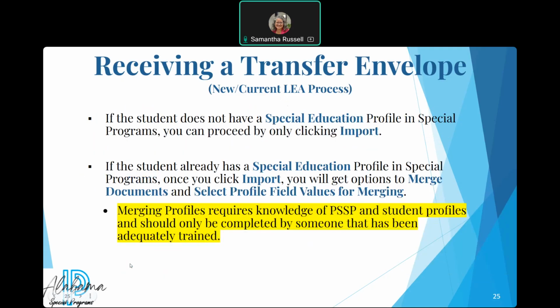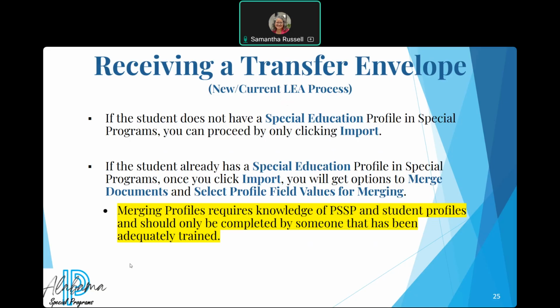Okay, this is where it changes a little bit. If the student does not have a special education profile in special programs, meaning that you either have not brought them in from the Gen Students table or they've never been in your district before, then all you'll do is click import and it'll be done. But if the student already exists in your instance of special programs, you will have options to merge documents and select profile field values for merging. And this is where a lot of districts make mistakes. So I want to spend a little bit of time and put some emphasis in this area.